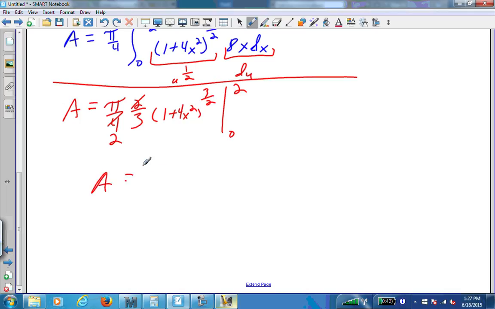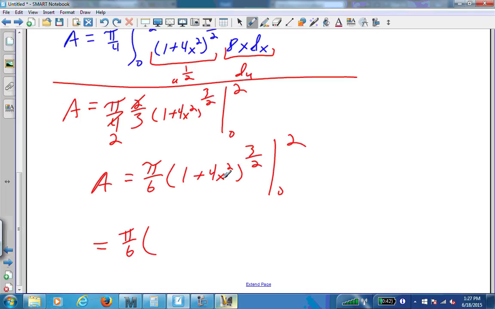So that gives us pi over 6, 1 plus 4x squared to the 3/2 from 0 to 2. So let's see what we get. We get pi over 6. If we put a 2 in, 2 squared is 4. 4 times 4 is 16. 17 to the 3/2 minus pi over 6 times, put a 0 in, we get a 0, 0, 1.